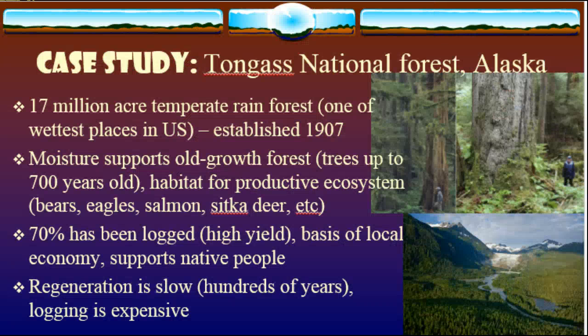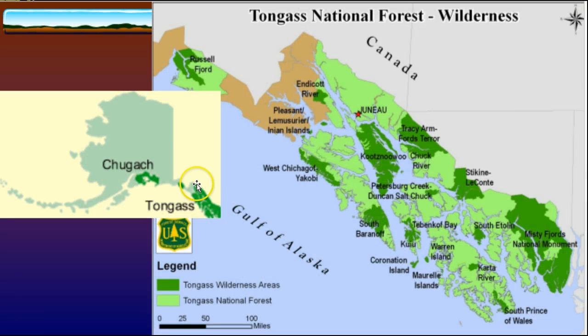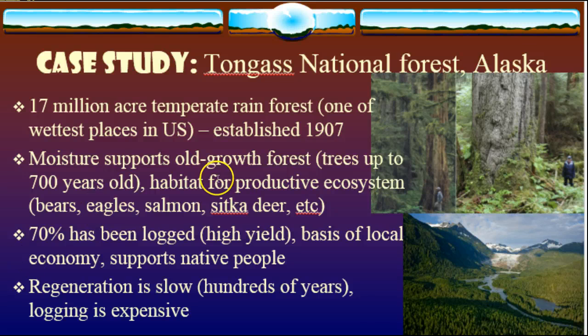There's one particular case study you should know about in the US, and that's the Tongass National Forest in Alaska. It is one of our largest ecosystems, and it's 17 million acres. It's the wettest place in the US. So it is a temperate rainforest, even though you don't think of Alaska as being very warm. It is in the southernmost part of Alaska, so that helps to keep it a little warmer, and that moisture supports a huge old growth forest where the trees are up to 700 years old.